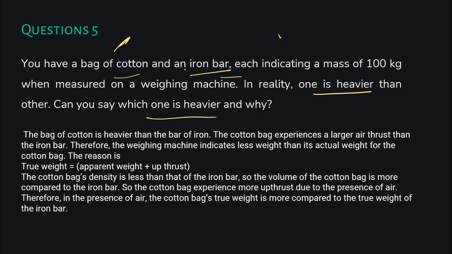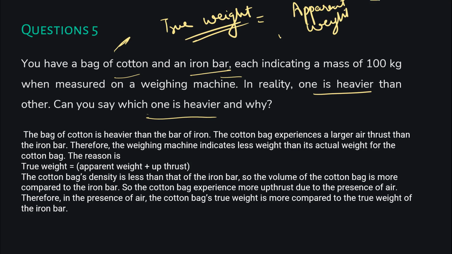Why? Because the cotton bag experiences a larger air thrust than the iron bar. Therefore, the weighing machine indicates less weight than its actual weight for the cotton bag. The reason is your true weight. What is your true weight? True weight is your original weight. Apparent weight is the calibrated weight which your weighing machine is showing plus upthrust. Upthrust is your upward force, right, acting on it. Buoyant force. Upthrust is a buoyant force. So, this is your true weight, right? The cotton bag's density is less than that of the iron bar. So, the volume of the cotton bag is more compared to the iron bar, right?